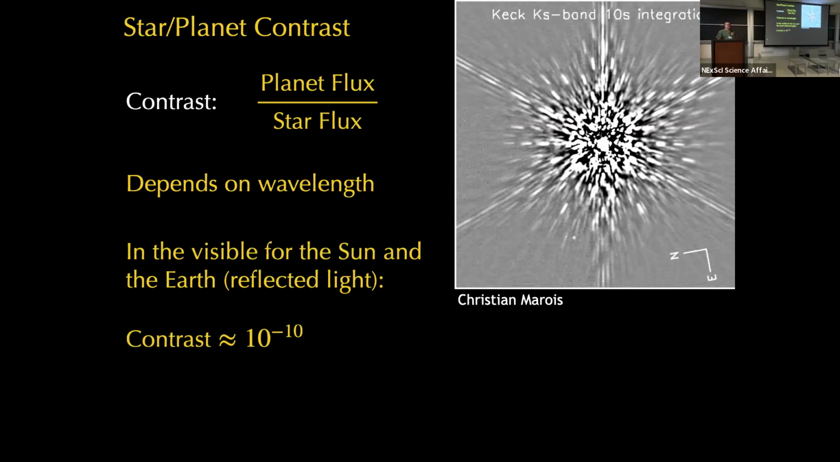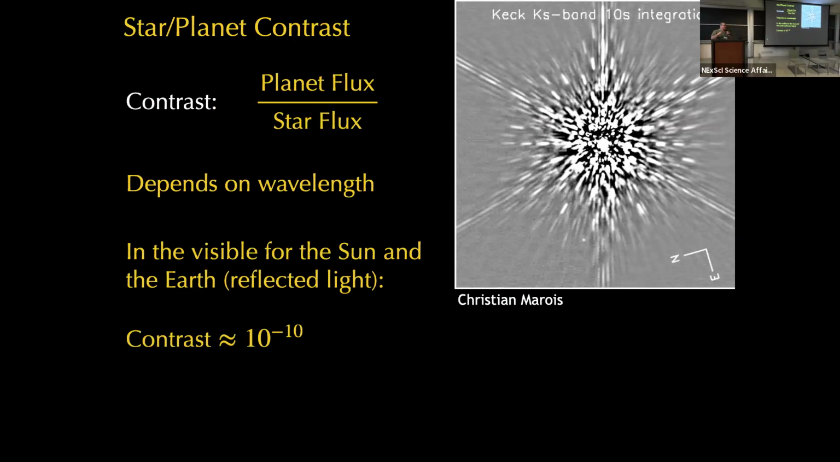So let's define a few terms. I'm going to start out with this term you hear in direct imaging a lot, contrast. Contrast is just the flux of the planet divided by the flux of the star. This is going to be a quantity that depends on wavelength. Planets are not the same brightness at all wavelengths. Stars are not the same brightness at all wavelengths. A wavelength dependent quantity.